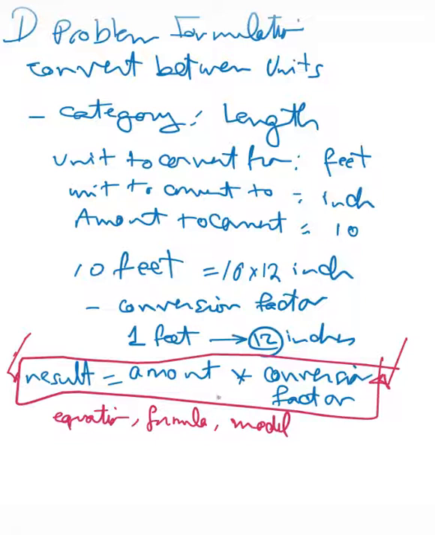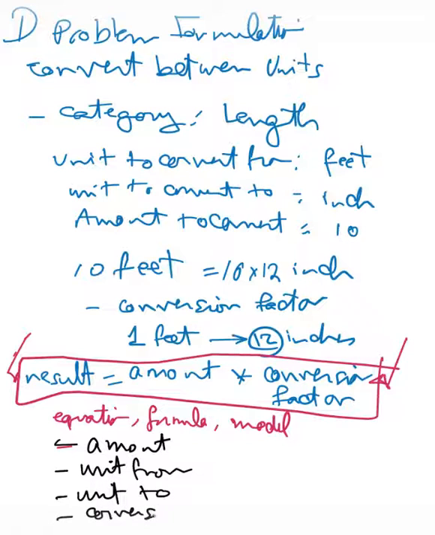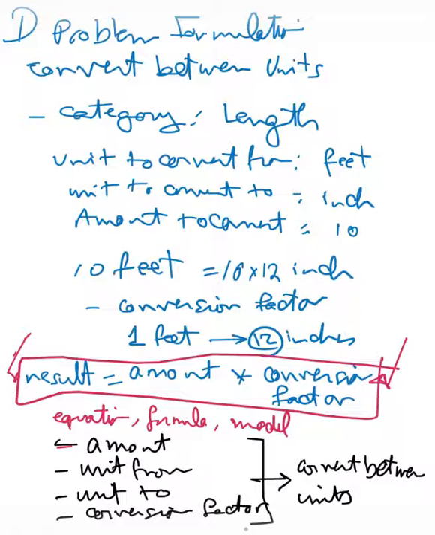So from this, what we learned is that if you have an amount and you have two units, the unit you want to convert from and the unit you want to convert to, and you know the conversion factor, you can get the result. So you will actually need four things. You will need the amount, you will need the unit from, you will need the unit to convert to, and you will need the conversion factor. If you have these four, then you are able to convert between units, which is what the original problem is asking for.